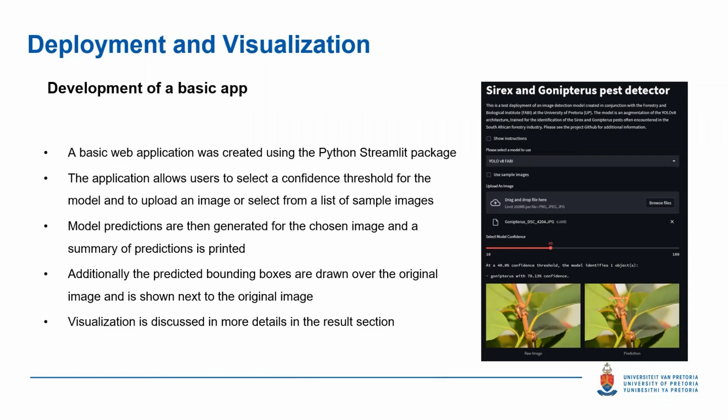So the next step is deployment and visualization. In order to give the project partners a view of the model, we built a basic web application using the Python Streamlit package. This application allows users to select a confidence threshold for the model and then to upload an image or select an image from a list of sample images.